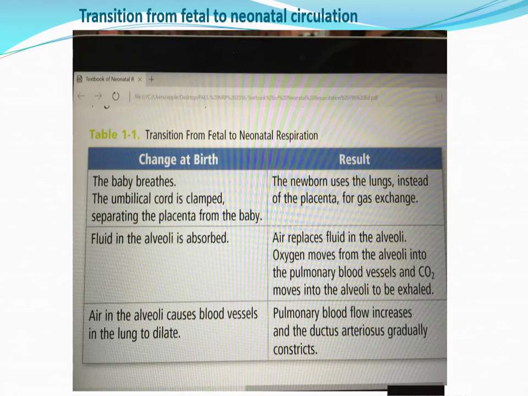And this is the transition, as we said, from fetal to neonatal respiration. The baby breathes, and the umbilical cord is clamped, separating the placenta from the baby. The newborn will use his lungs instead of the placenta for gas exchange. The fluid in the alveoli is absorbed, and air will replace the fluid in the alveoli. The oxygen moves from the alveoli into the pulmonary blood vessels, and CO2 moves into the alveoli to be exhaled. The air in the alveoli causes blood vessels in the lungs to dilate or relax, and this will cause pulmonary blood flow to increase, and the ductus arteriosus gradually constricts.